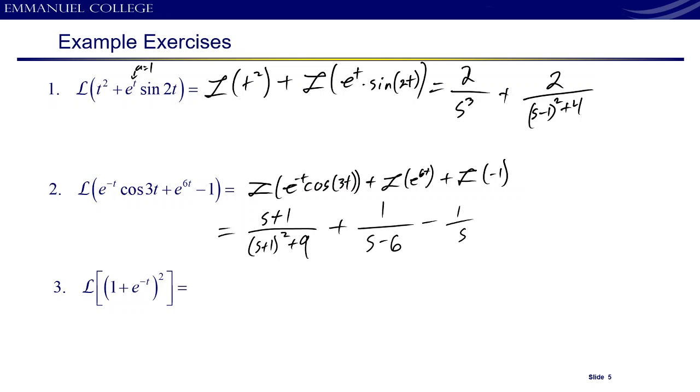Now, Laplace transforms are linear. This function currently is not linear. But what I can do, I could do the Laplace transform if I did square root of 1 plus 2 e to the negative t plus e to the negative 2t. And now I've taken it from nonlinear to a linear part.